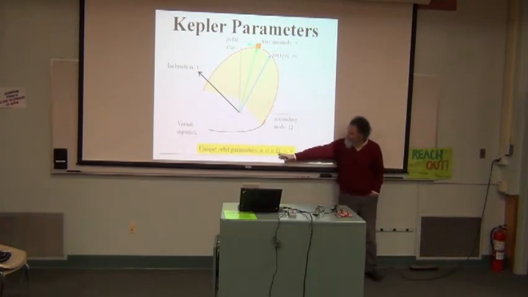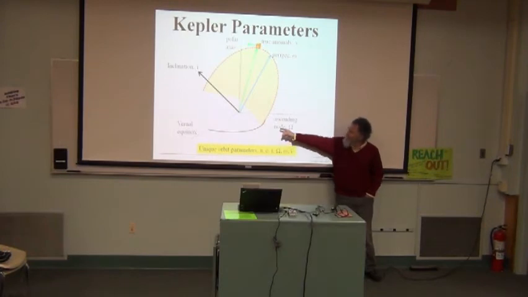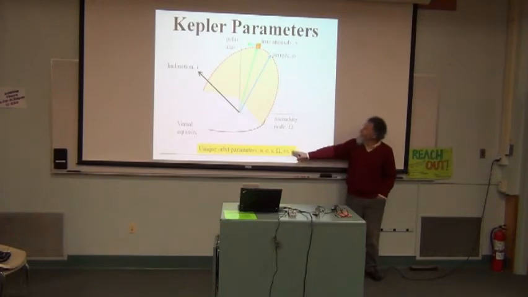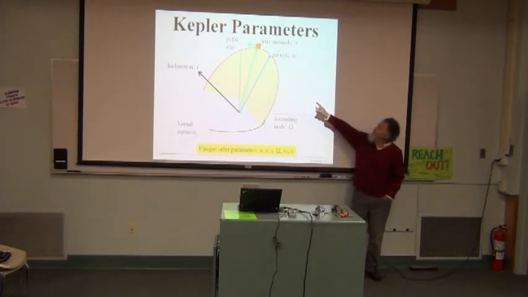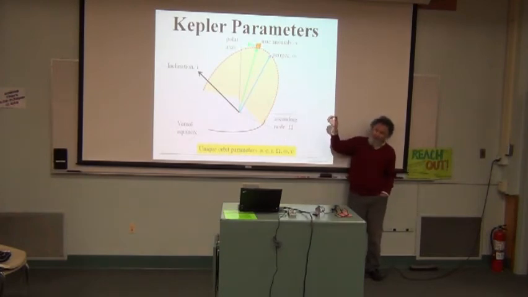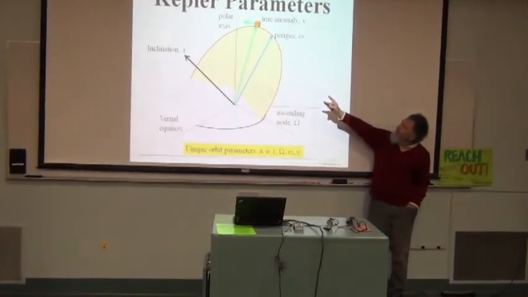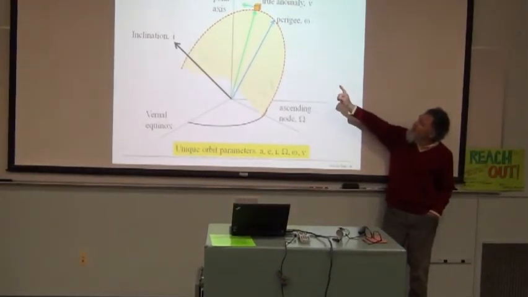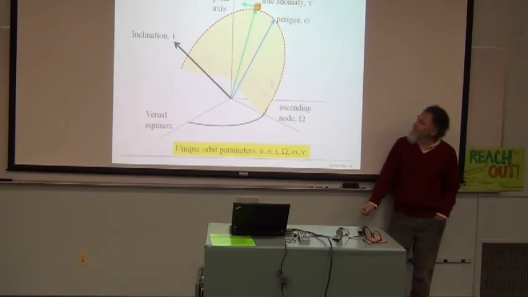And then uppercase omega is the ascending node. It's the angle measured to that. Lowercase omega is the argument of perigee, so measured from here up to the closest point on the ellipse. And then finally, nu is the angle to the position of the object in the orbit plane.